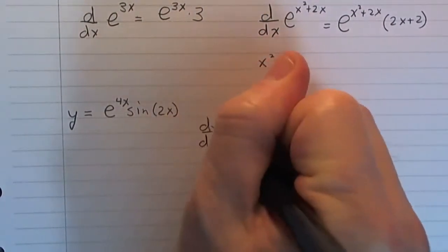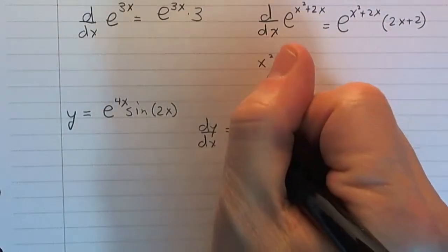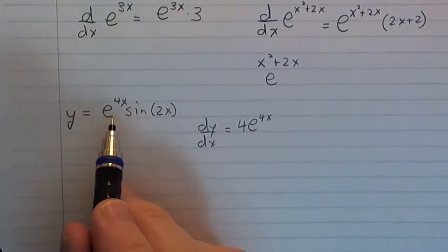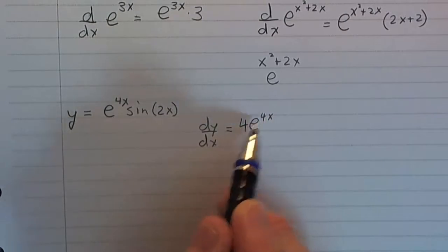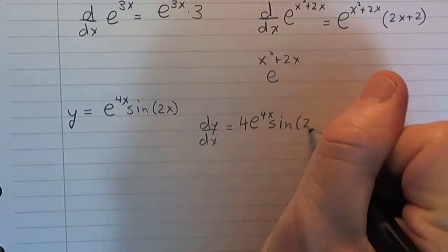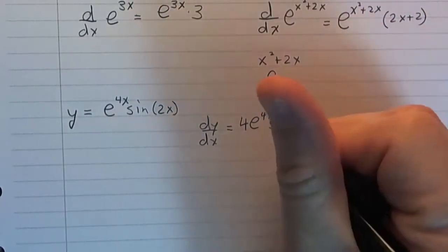dx. Okay, so I'm going to take the derivative of the first, which is going to be 4e to the 4x. See, I just rewrote e to the 4x and then multiplied by the derivative of the top. Derivative of the first times the second. Okay, so here's that. Plus the derivative of the second times the first.